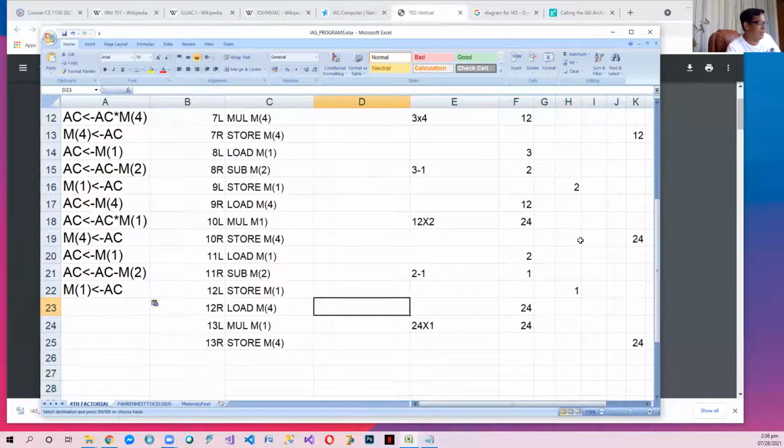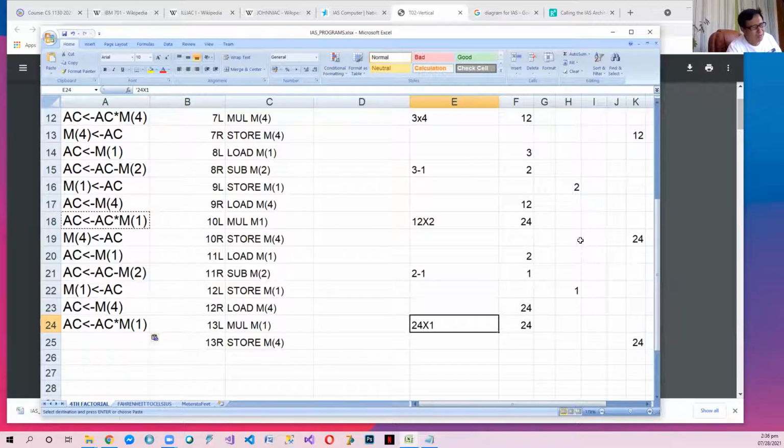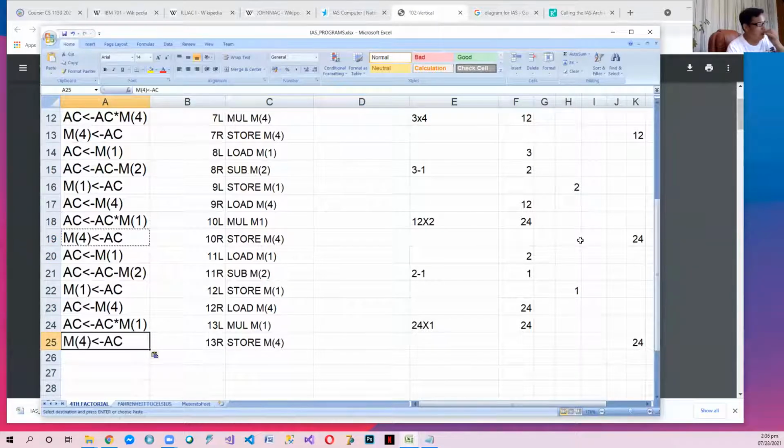So we load M4. AC receives M4. This is now a repetition. They follow. And so AC is now 24. We mul M1. So AC receives AC times M of 1. This one, right? So it's equivalent to 24 times 1. This is 24. And then we say store M4. So M4 receives AC because our result is in M of 4. Do you follow?